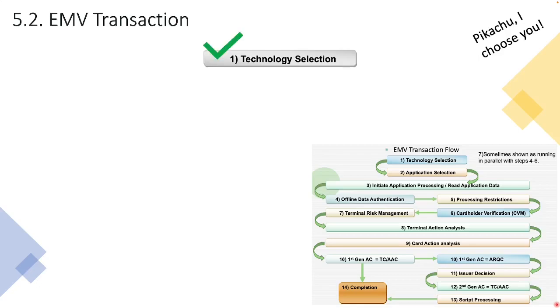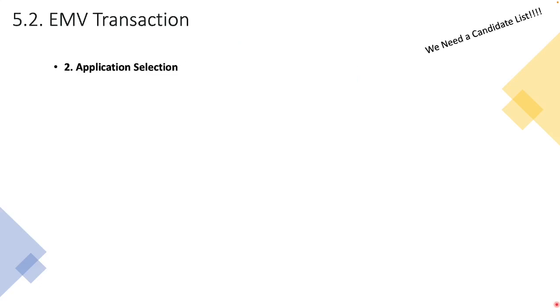We've completed technology selection. We know that in this transaction we're going to be doing an EMV or a chip transaction. So step 2, which is the focus of this video, is all around application selection. Let's get straight into it.